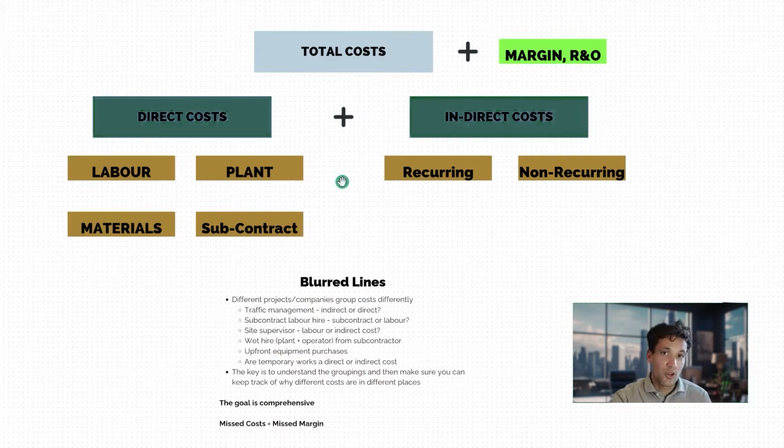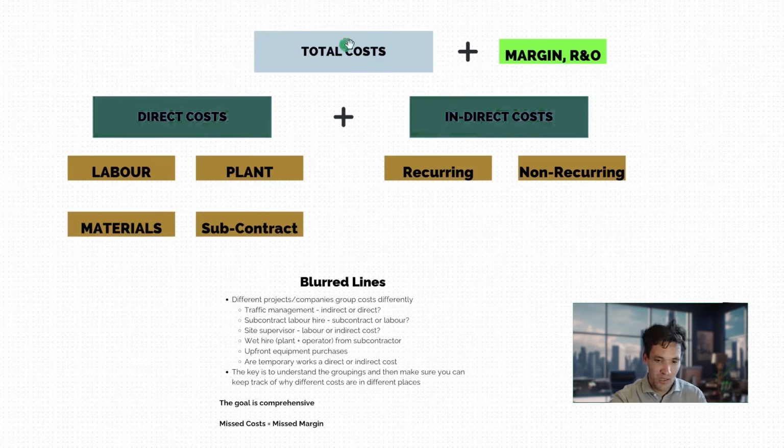The costs we incur to deliver a construction project can be broken down into some very simple categories. We've got our direct costs, the costs of physically doing the construction work, which will be made up of labor, plant, material, and subcontract costs. We've then got our indirect costs, which are the costs of supervising, managing, and facilitating the works. These can be broken into recurring costs that are driven by the duration of the project and non-recurring one-off costs.